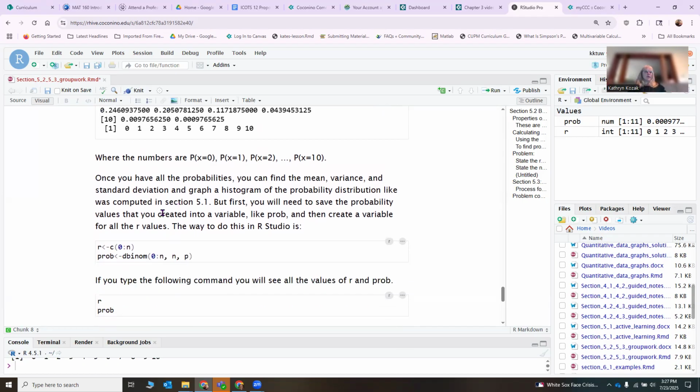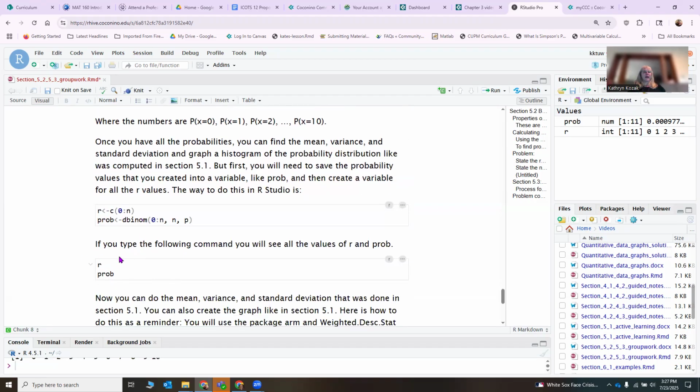So in this example, once you do that, then you know how to find everything. And you'll need to save them. You could save them in column R, column prob, anything you want. I don't care what you call them. You type them in a column of your choice, and then you can find out what they are by just typing in R and prob.